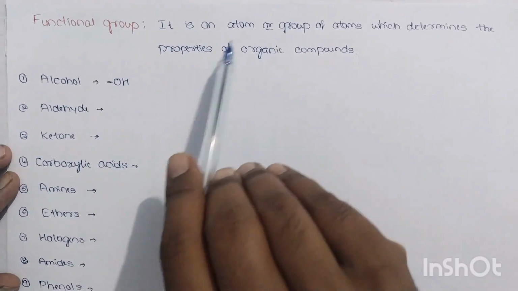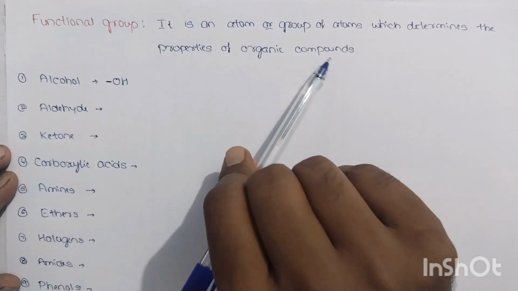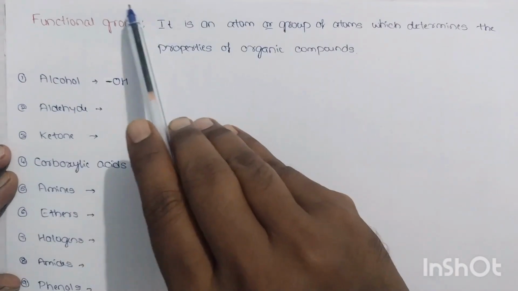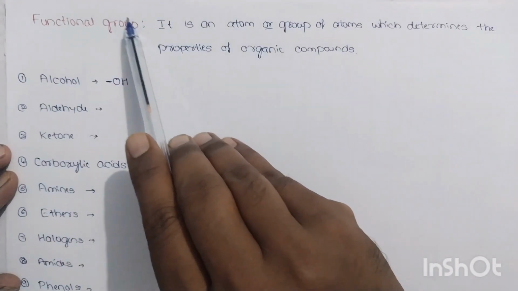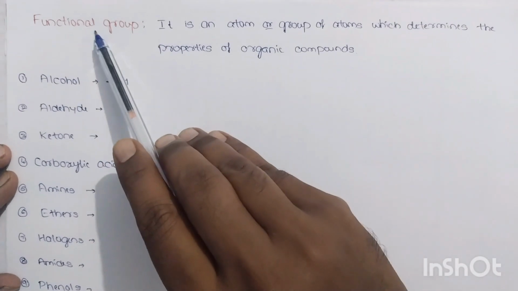So the definition: it is an atom or group of atoms which determines the properties of organic compounds. So the meaning of the functional group is this atom or group of atoms which determines the properties or the function of that organic compound. Now we shall discuss which are the functional groups and which determines its property.